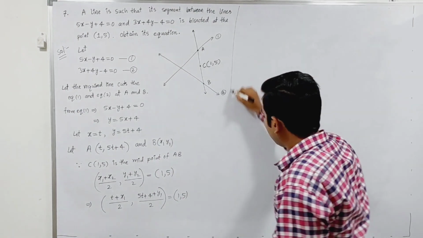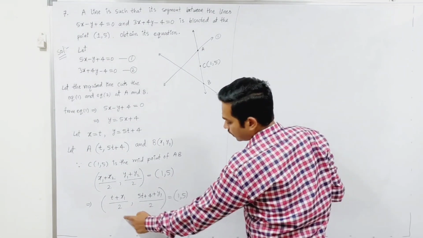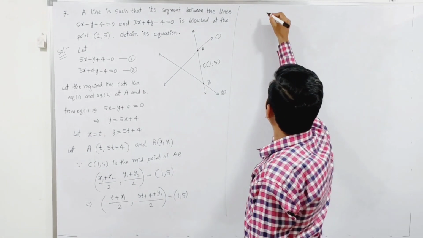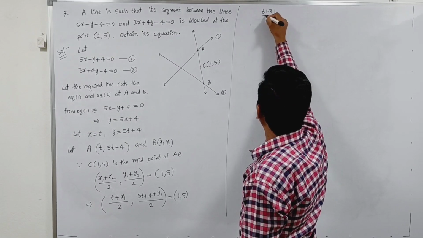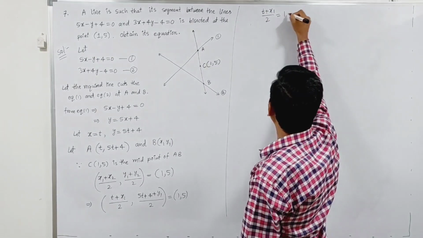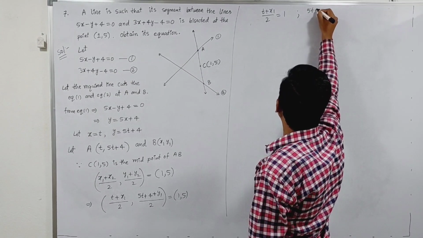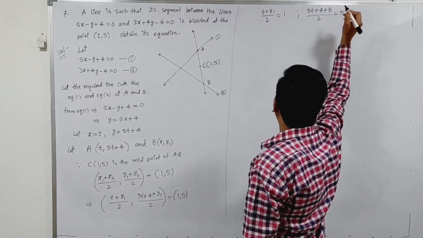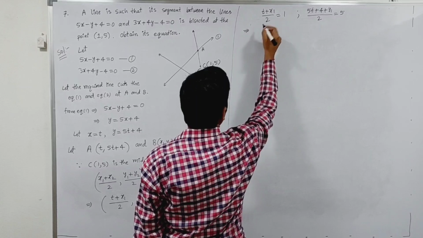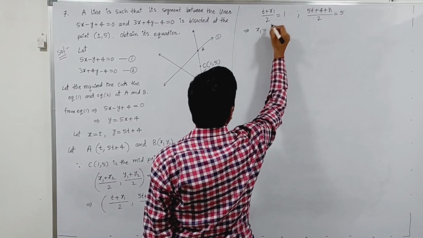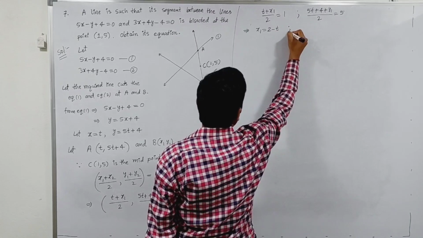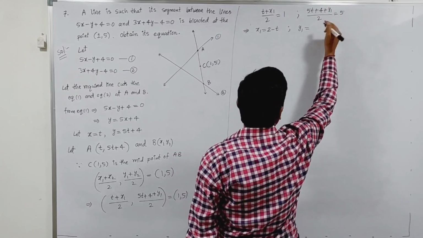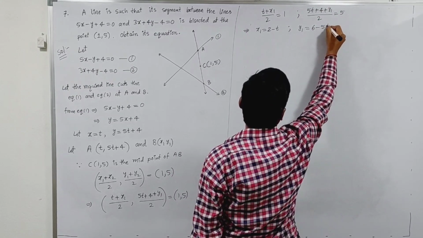Now solve this equation by equating the corresponding coordinates: x coordinate equal to x coordinate, y coordinate equal to y coordinate. (t plus x1)/2 is equal to 1, and (5t plus 4 plus y1)/2 is equal to 5. Now solve these two equations. From this equation, x1 is equal to 2 into 1, 2 minus t. Now from this equation, y1 is equal to 2 into 5, 10 minus 4, that is 6 minus 5t.